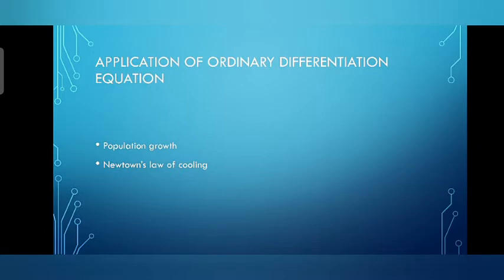In population growth, we learn about the increased number of population, human or bacteria or anything else related, or decreased number. And Newton's law of cooling is about temperature and the rate of change of temperature, such as the body and melting of ice. And that's all from me.